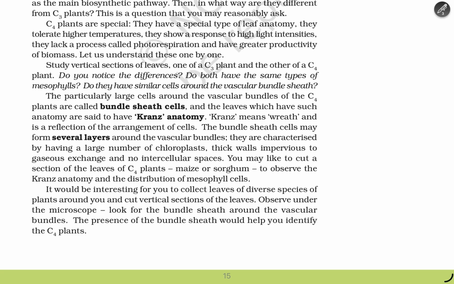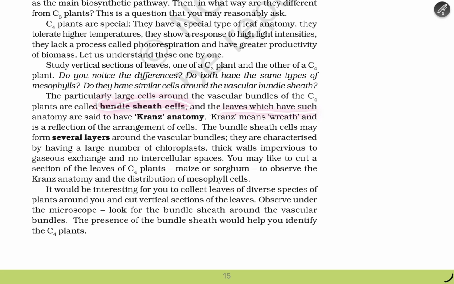Study vertical sections of leaves, one of a C3 plant, that of a C4 plant. Do you notice any differences? Do both have the same types of mesophyll? Do they have similar cells around the vascular bundles? The particularly large cells around the vascular bundles of C4 plants are called bundle sheath cells.